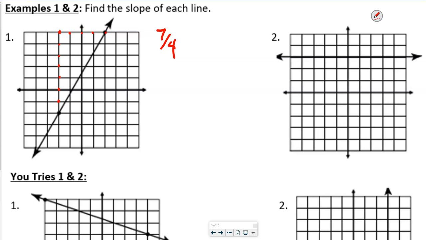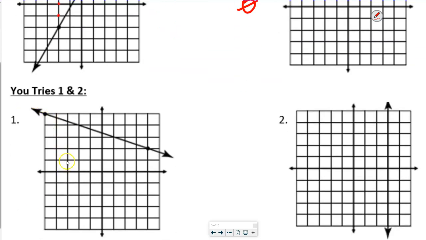So now on this next one, I can't go up or down. I could go left or right. Isn't that true? There's no vertical change. Okay, so if there's no vertical change, that's going to be 0. And we're going to divide that by, if we just pick 2 points on the line, it would be just 4, right? So it's 0 divided by any number is what? 0, right? So the slope of this line is 0.